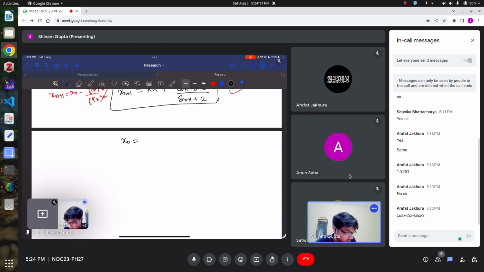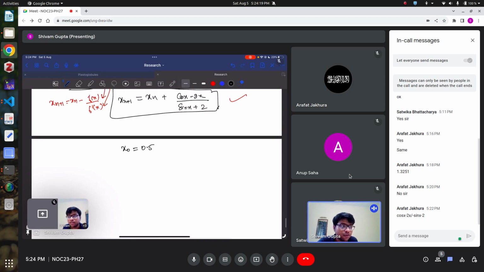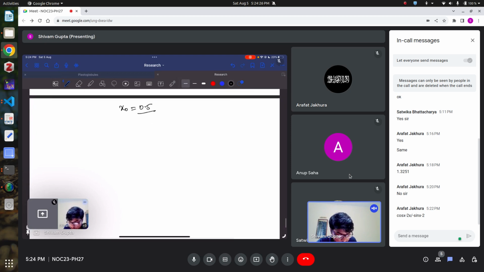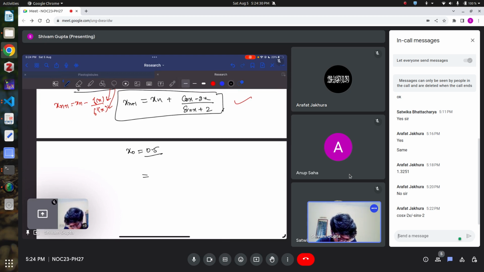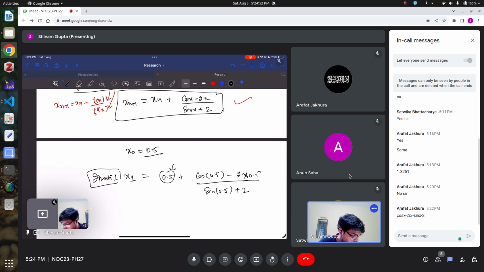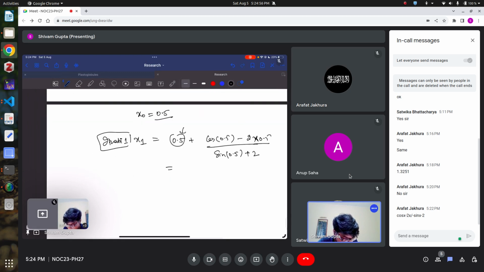So let's make a conservative guess. Since cos values go from minus 1 to 1, but we are considering only the positive value now, I am making a guess of 0.5. So x1, iteration 1, becomes 0.5 plus (cos of 0.5 minus 2 times 0.5) over (sine of 0.5 plus 2). One thing one should keep in mind is that these values are in radians.